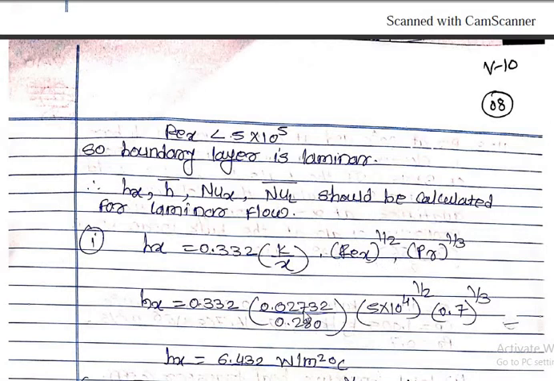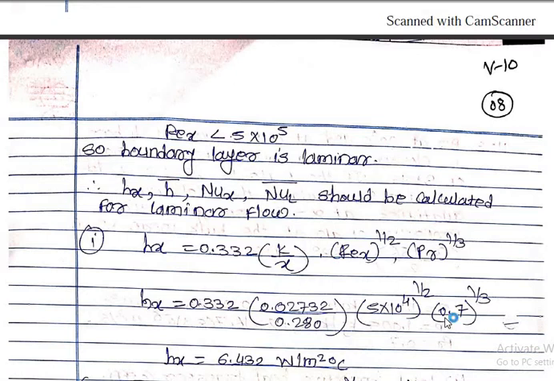So if you put all the values in this particular equation, we'll get h x is equal to 0.332 into bracket thermal conductivity is 0.02732, and x, the distance of the location from the leading edge, is 0.280, and the local Reynolds number is 5 into 10 raised to 4, raised to 1 half, and the Prandtl number is 0.7, raised to 1 by 3.